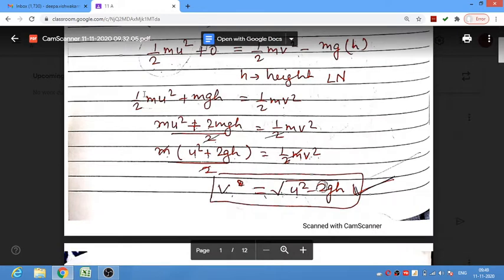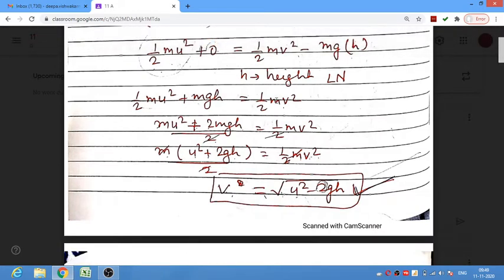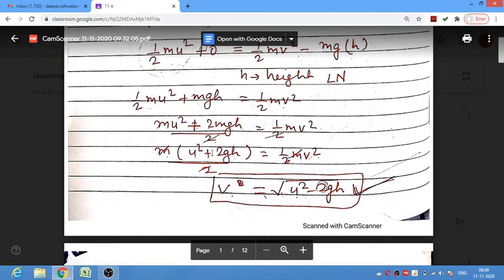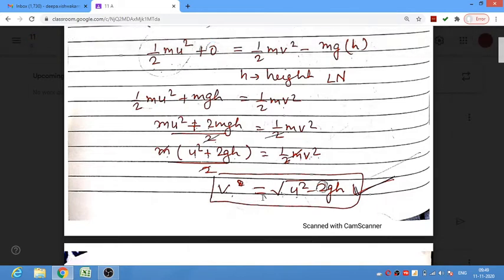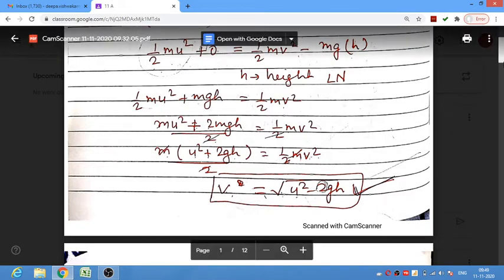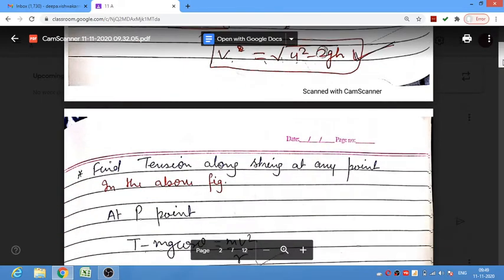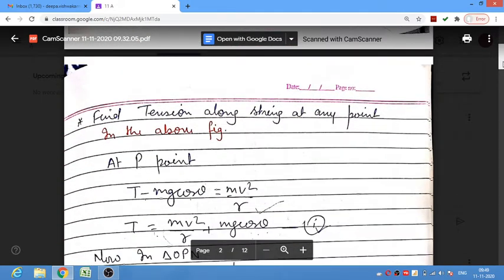Now we will solve this equation. Then we will finally have v is equal to under root u square minus 2gh. This is the final formula for calculating the velocity in a vertical circle at any point. So now we will find the tension along a string at any point.